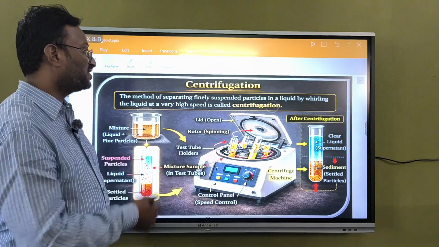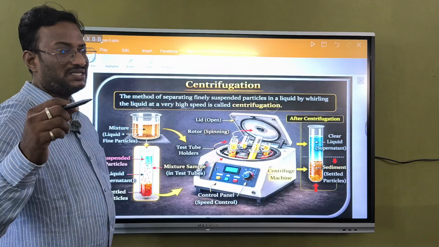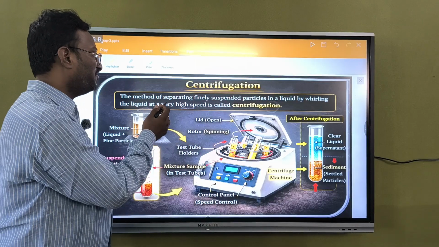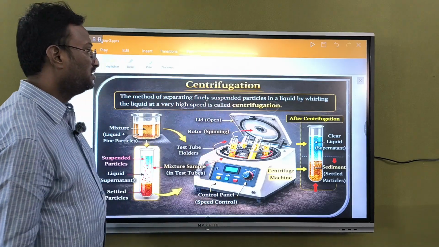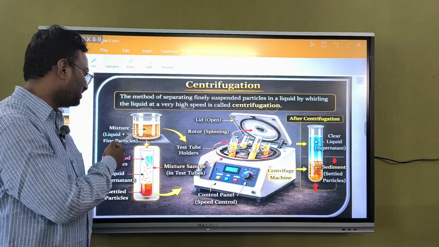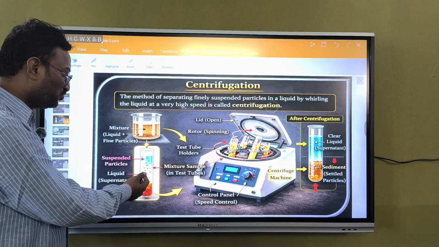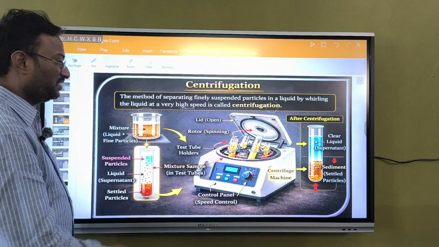Centrifugation: this method of separating finely suspended particles in a liquid by whirling or spinning the liquid at very high speed is called centrifugation. The mixture, that is liquid plus fine powder, has suspended particles, liquid supernatant and settled particles.